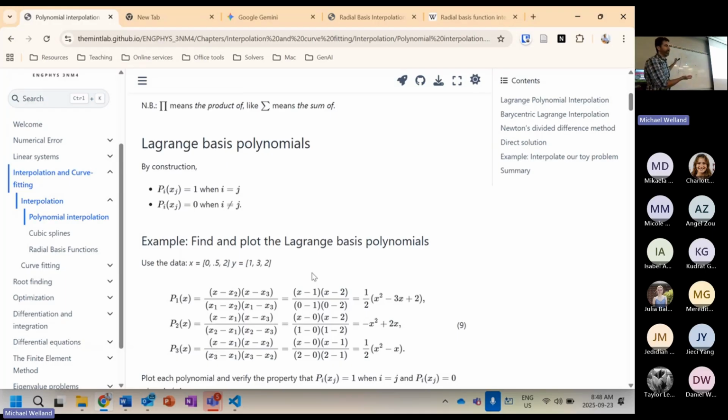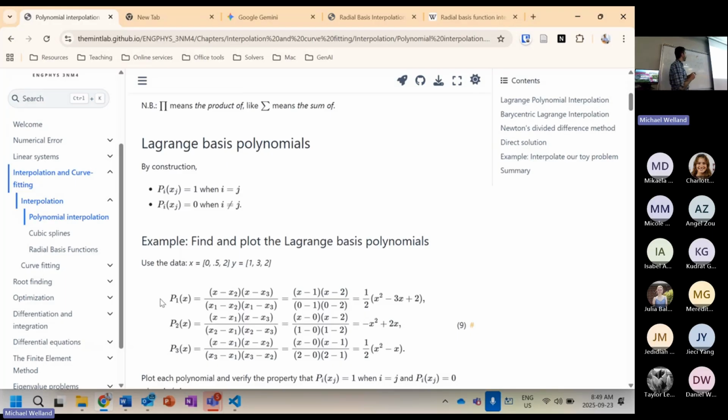What kind of curve is that? Three data points. What kind of polynomial are we looking for? A second order, parabolic, quadratic polynomial. For each data point, and by data point I mean an x and y pair, we've got 0 and 1, we've got 0.5 and 3, and we've got 2 and 2.